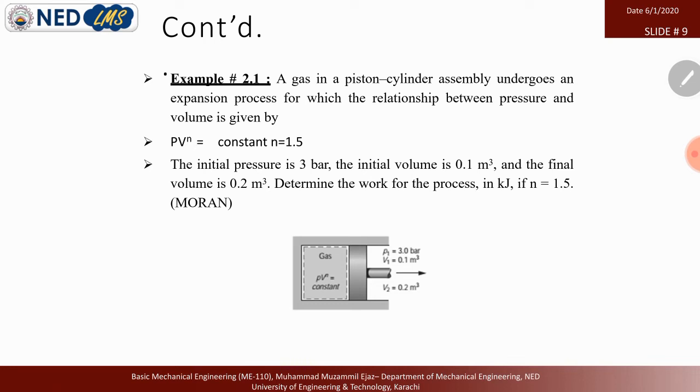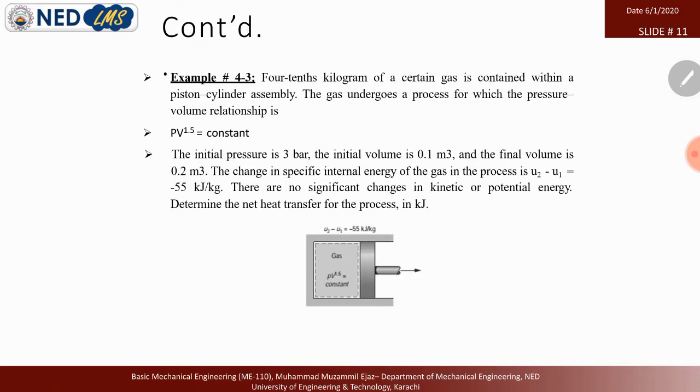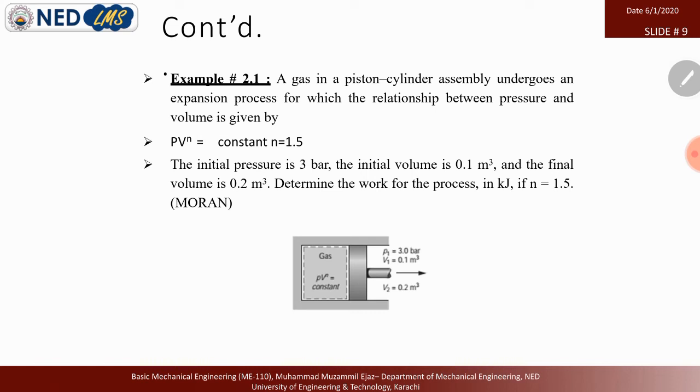We solved this example 2.1. Now a similar numerical with a different requirement. It is a continuation of this numerical. It is example 2.2 from Moran, or a similar numerical in Sangel 4.3. I changed the values from 2.1, so it becomes an extension of this numerical.